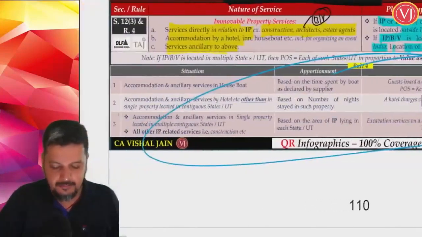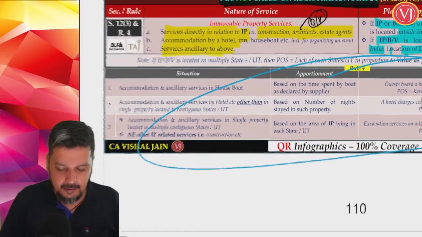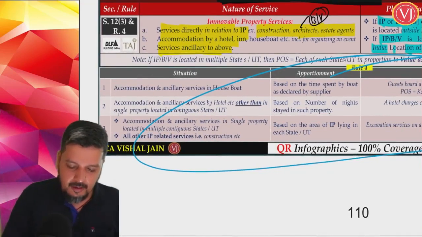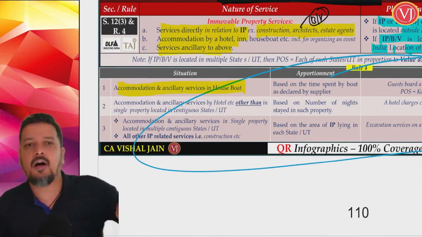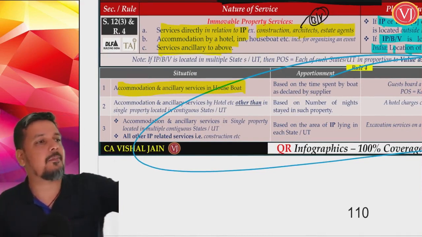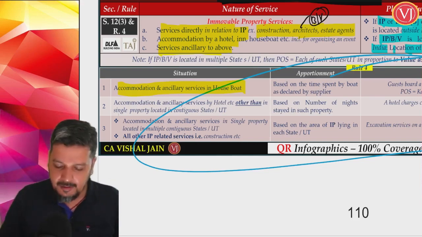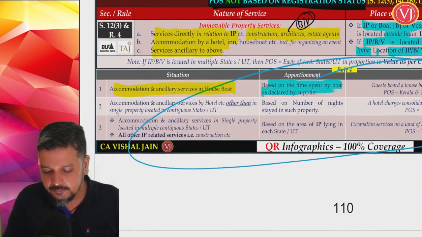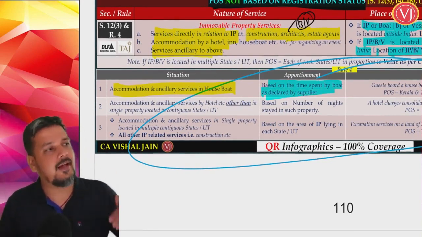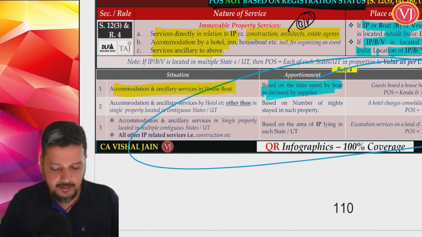I'll just give one example for rule 4 so that you'll have that particular clarity. Just one example. I'm not going through the entire part. Supposing you're talking about accommodation service on a houseboat. You have gone on a boat. The boat started from Kerala, but it is also touching Tamil Nadu. The distribution between Kerala and Tamil Nadu will be based on the time spent on the boat in Kerala and the time spent on the boat in Tamil Nadu, which is maintained by the supplier.